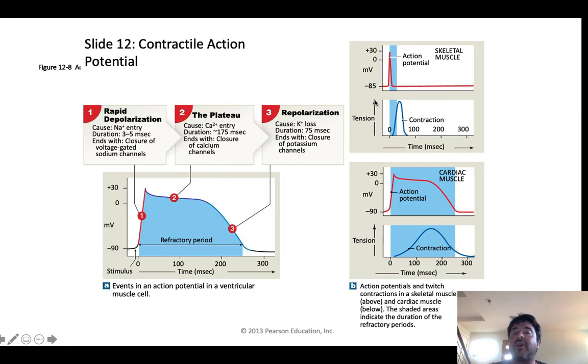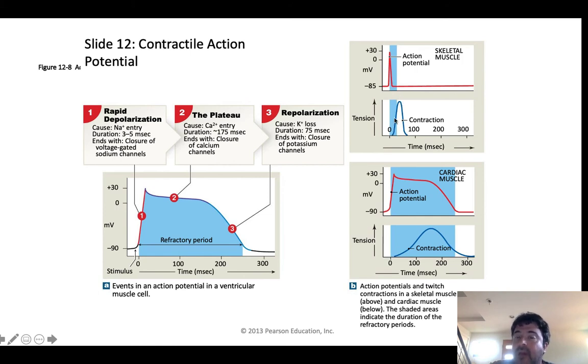So if you look at a skeletal muscle fiber up here, resting membrane potential is around negative 85 millivolts, has a very, very short action potential. So a skeletal muscle fiber fires an action potential, and then after it excites, it subsequently contracts and it produces contractile force. Here we're measuring electrical activity. Here we're measuring tension or mechanical activity. Action potential, contraction. Excitation, contraction.